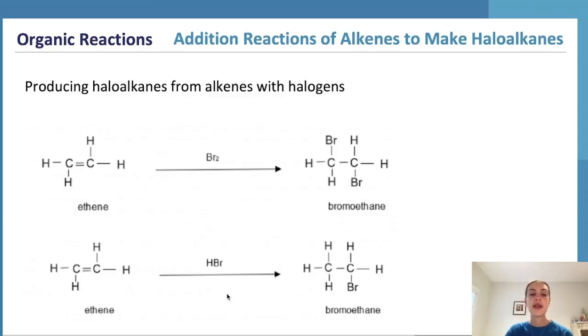Our next one down is where we're adding HBr. So instead of adding Br2, we're adding HBr. And so HBr is going to mean that we're doing a hydrohalogenation. So it's hydrogen and a halogen being substituted into the ethene molecule. And so what's happening here is we break the double bond. And once we break the double bond, we need to complete the stable octet. And so we do this by adding in the hydrogen and the bromine, causing this to form bromoethane.